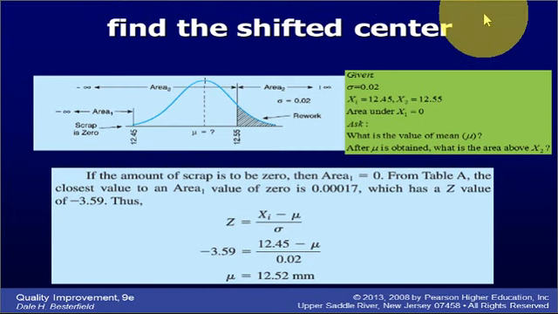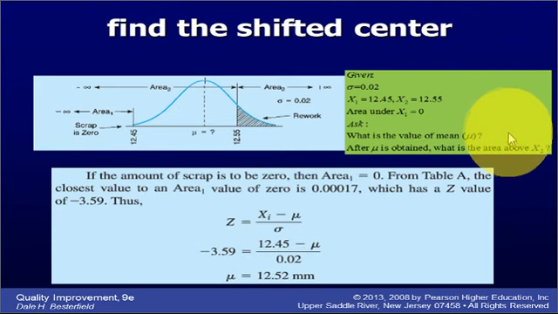So now I also transform this statement to the format that we're familiar with in chapter 4. Given the standard deviation of our process, and x1 equals 12.45, x2 equals 12.55, and also I know that the area under x1 is 0, right? Because we want 0% of scrap. So what the question asks is, what is the value of the mean? What is the mu that will make the area under x1 be 0? And after this mu value is obtained, what is the area above x2?